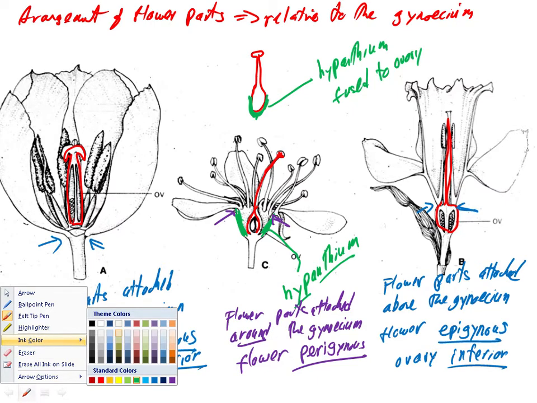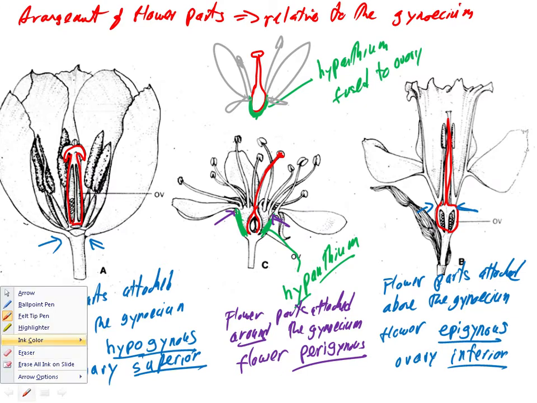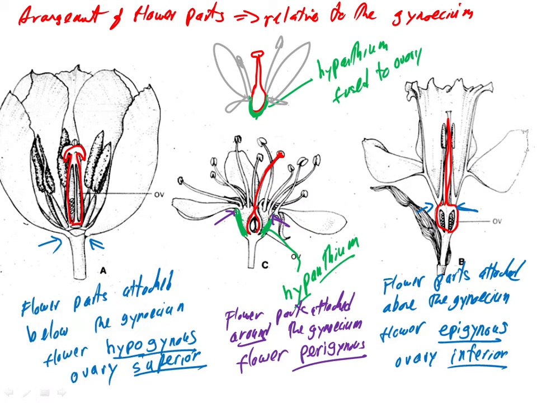I want to draw my flower parts in there, and I'll just grab a gray here to put them in. So here's the other flower parts coming off, okay? There we are, other flower parts. The other flower parts are still attached around the ovary. It's still perigynous. But now the position of the ovary, this ovary is half inferior. So that ovary is half inferior.